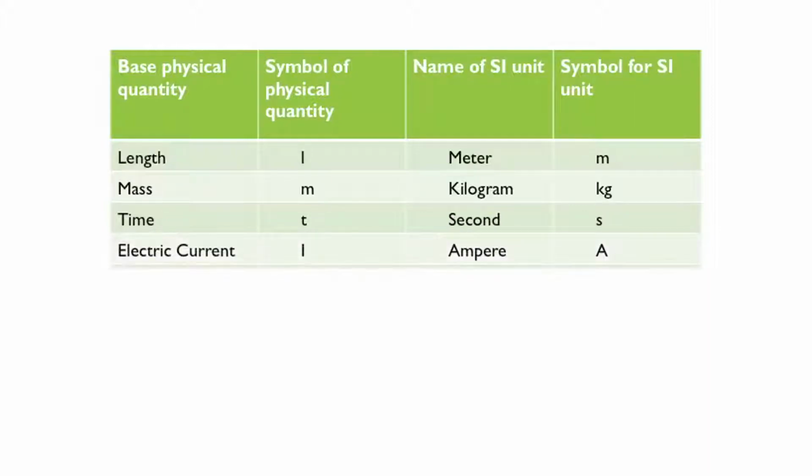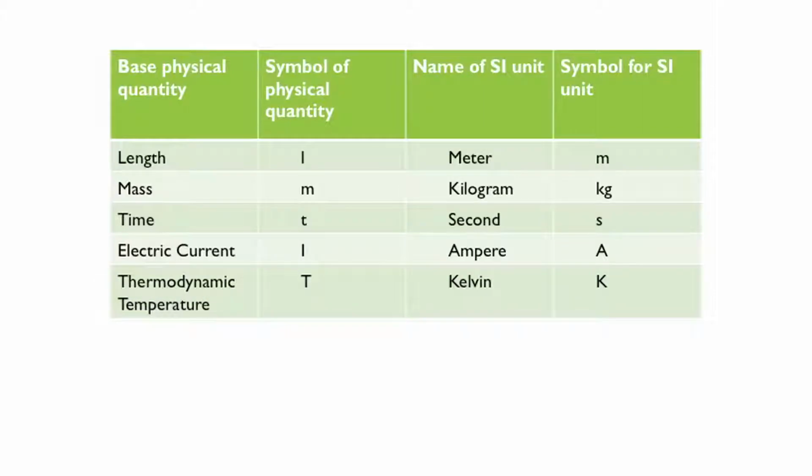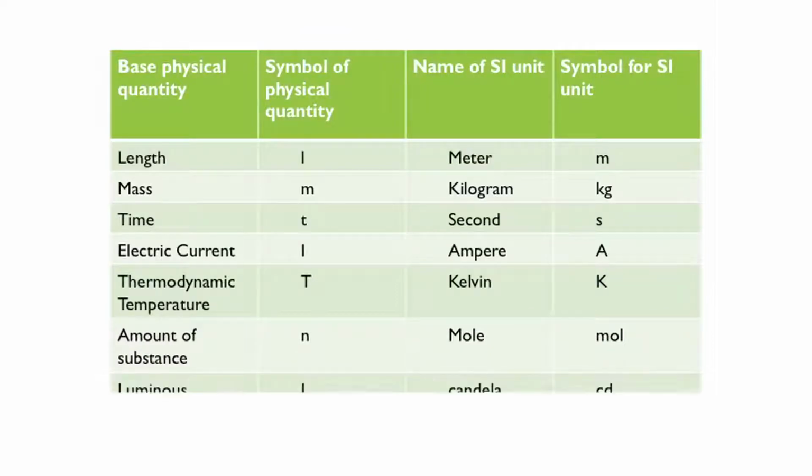The SI unit for electric current is ampere and is given by capital A. The SI unit for thermodynamic temperature is kelvin and it is symbolized as capital K. Mole is the SI unit for the quantity amount of substance. Candela is the SI unit for luminous intensity and is abbreviated as cd.